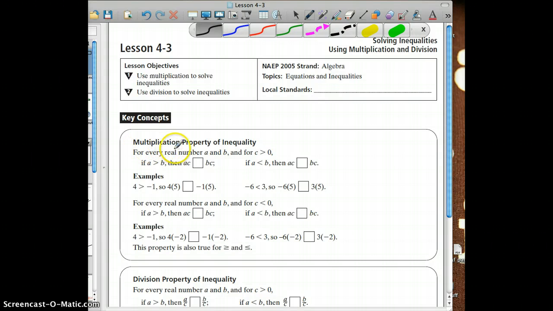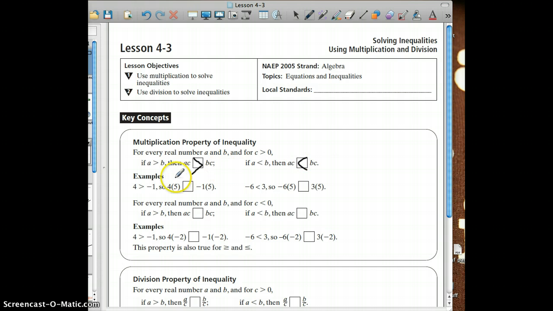It tells us for every real number a and b, and where c is greater than 0, so these are positive numbers, anything that's a positive number. If you have a is greater than b, and you multiply both sides by the same value, you get a true statement, which is a times c is greater than b times c. The same is true if you have a is less than b, and you multiply both sides by c again, a times c will still be less than b times c.